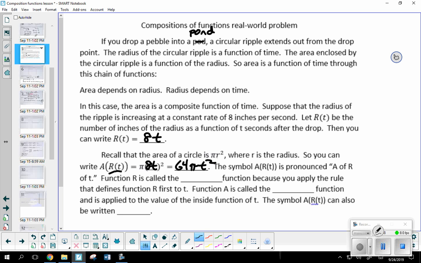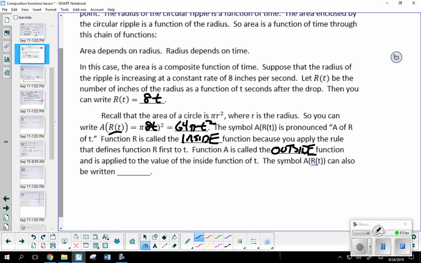This symbol here is pronounced a of r of t. As I mentioned today, function r is what we call the inside function, because you apply the rule that defines function r first to t. Function a is called the outside function. Now this symbol right here, in fact, I wrote it just a moment ago. Instead of using all the parentheses, you could write it using what? That little circle. This is by no means every way that they'll show up, but they're the most commonly used notations for compositions.